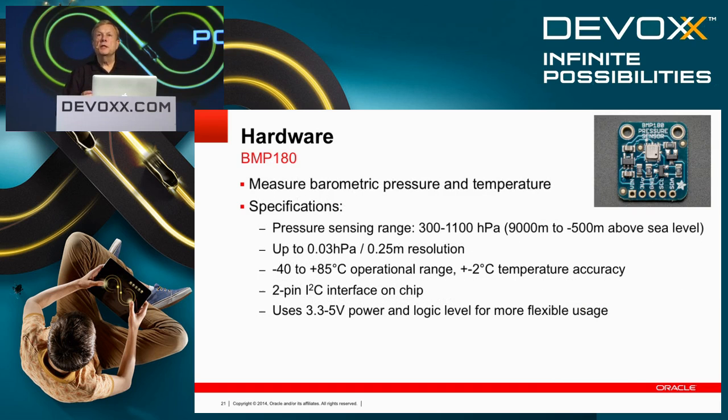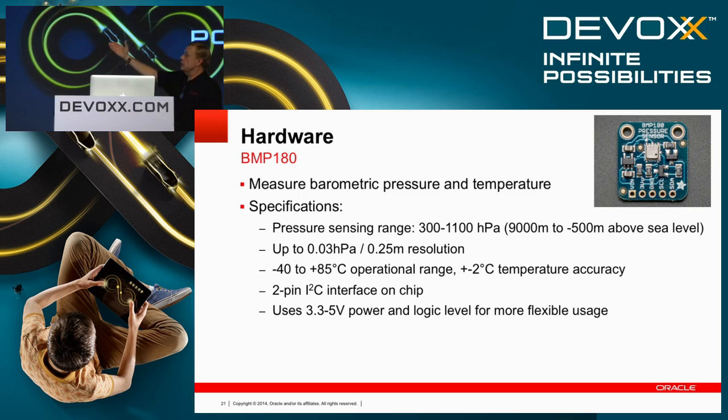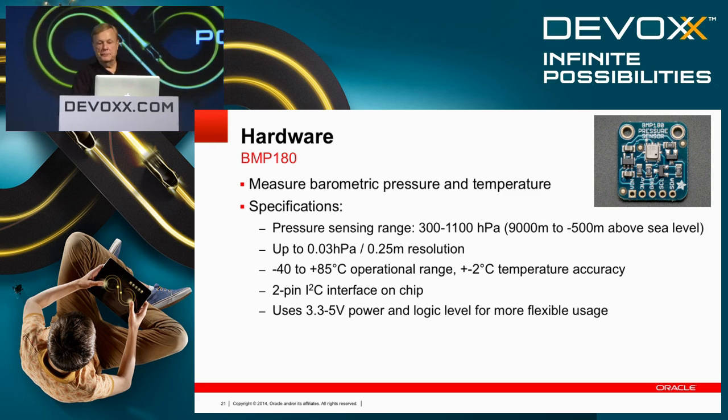We're also going to be using a barometric pressure and temperature sensor. And here are some of the specs. It can sense some pressure in that range. That's the resolution. The operational range for temperature is -40 to +85 C. It's accurate to ±2 C. Also, that hardware uses I2C to communicate, and then it uses 3.3 and 5 volts.